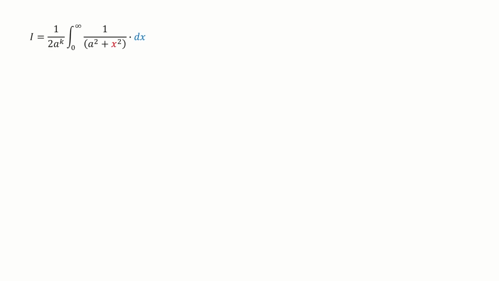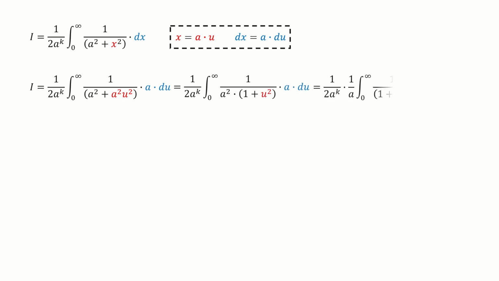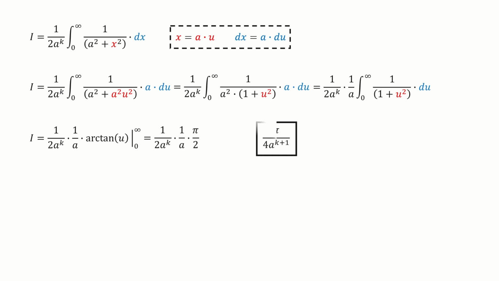I copy it here. And next, we make another substitution. We let x equal a times u. After plugging the substitution, we got here. And then we factor out this a squared term. After canceling the factor a, we got here. This integral is simple, so we just integrate and get arctangent u. After plugging in numbers, we got here. So we got this final answer.